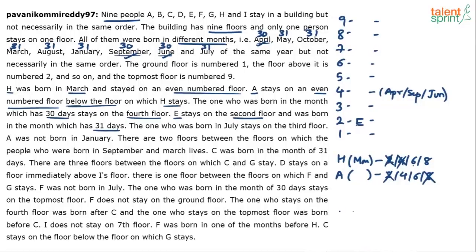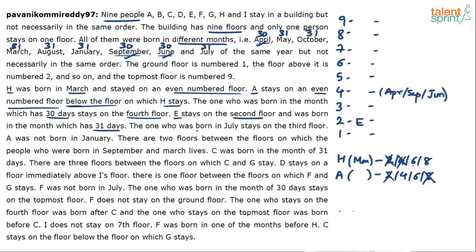E stays on second floor and was born in the month which has 31 days. Now 31 days are all the other months. Out of the 9 months that we have here, only 3 are 30 days month. The remaining 6 months can be for E. So there is no point in noting down all the 6 months there. We'll figure out what the month can be.